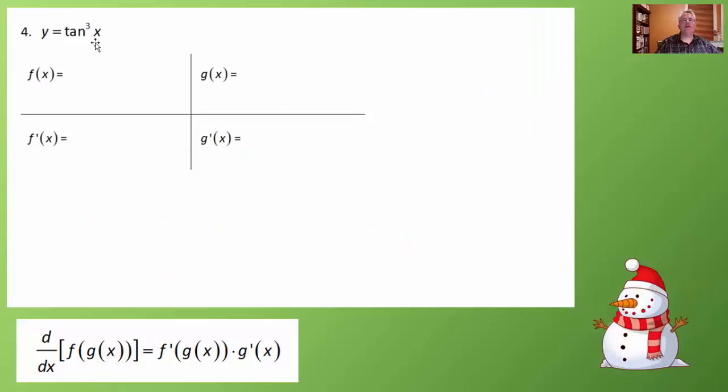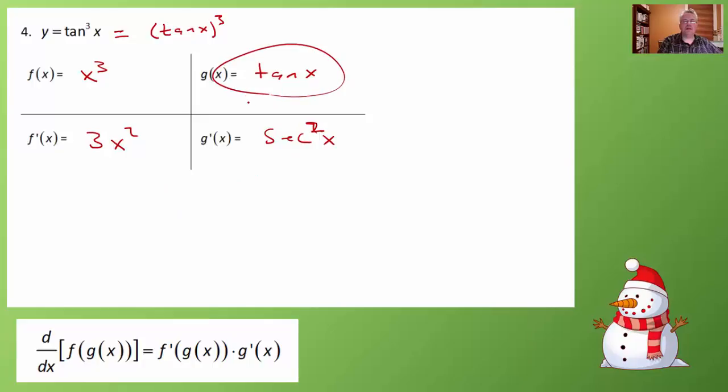All right, next one is tangent to the third power. So let me rewrite this so it's obvious which one's the inner and which one's the outer. Recall when the exponent's like that, this means tangent of x to the third. So tangent of x is the inner function, x cubed is the outer function. So that would be f prime, and the derivative of tangent is secant squared. Right, that's a 2.